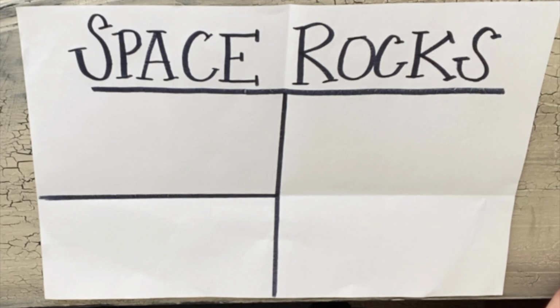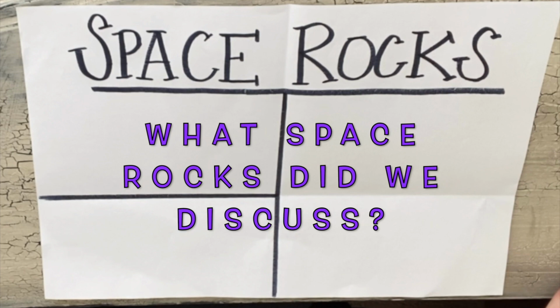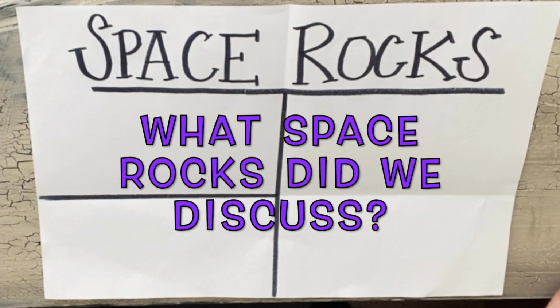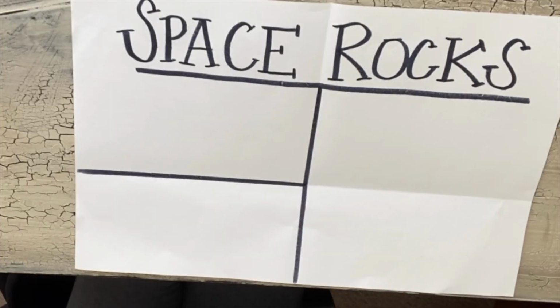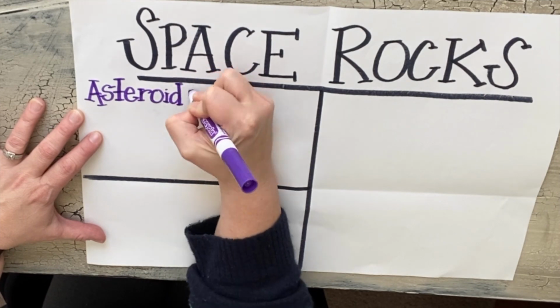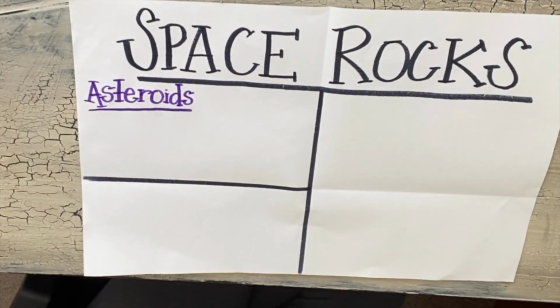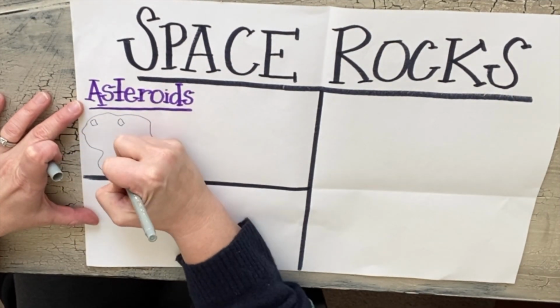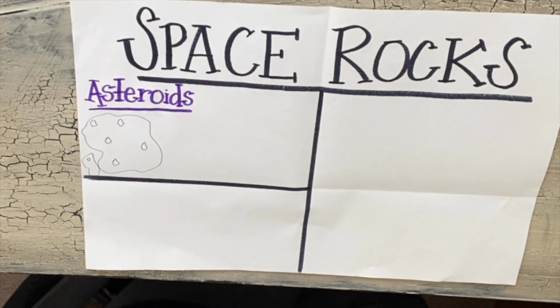All right, last week we talked about 3 main types of space rocks. Can you think of them? First up, let's review asteroids. Asteroids, remember those? Those were those really big space rocks. I'm going to try to draw one right here. All right, and there's another one.